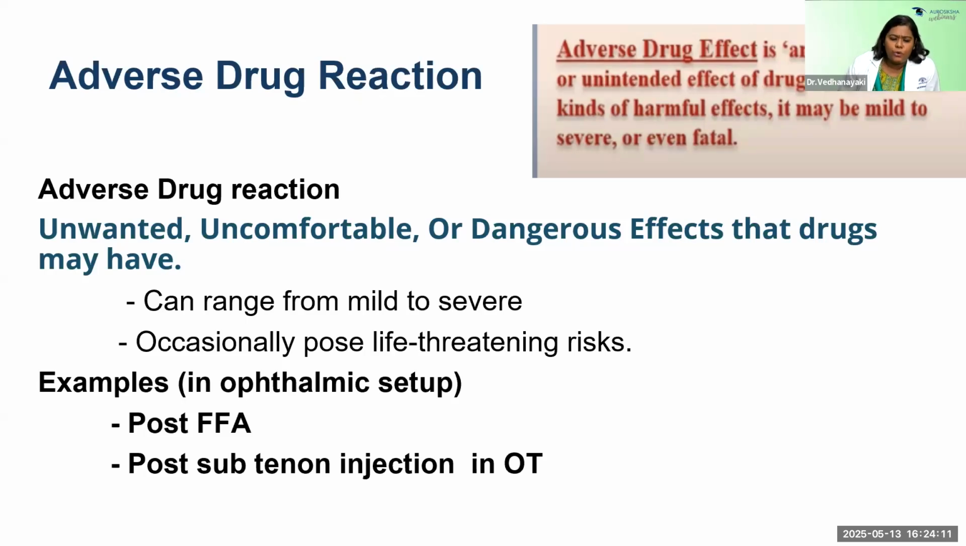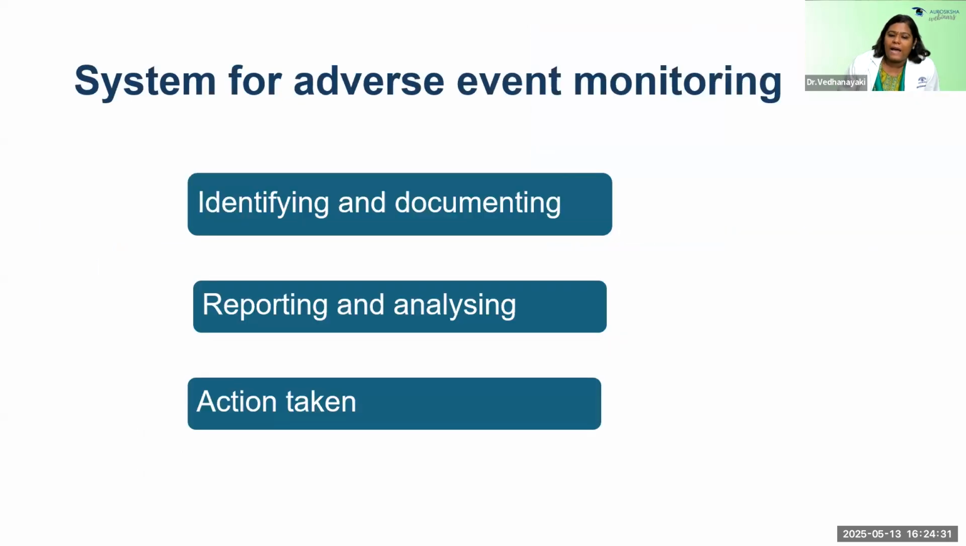We will look at a few ophthalmic examples for this. For example, post-fundus fluorescein angiography, a few patients may develop an adverse drug reaction to the fluorescein dye. Similarly, a few patients may develop allergy to a topical anesthetic, a subtenon, or a block given before cataract surgery or other ocular surgeries. Once we have an adverse drug reaction and have managed it, you have to identify and document the event and the type of management you have done for the patient.